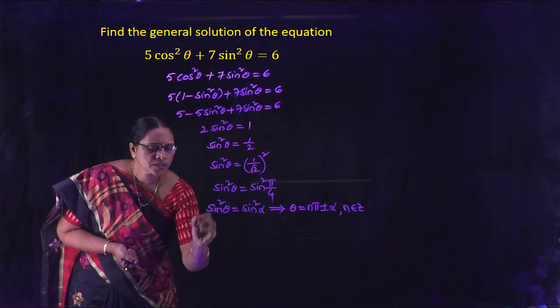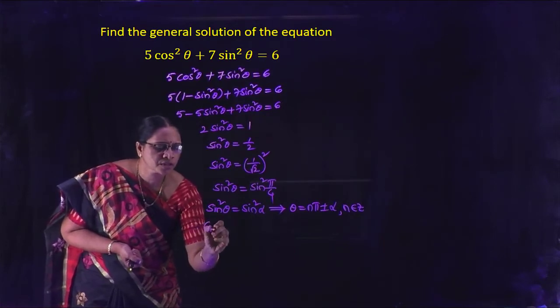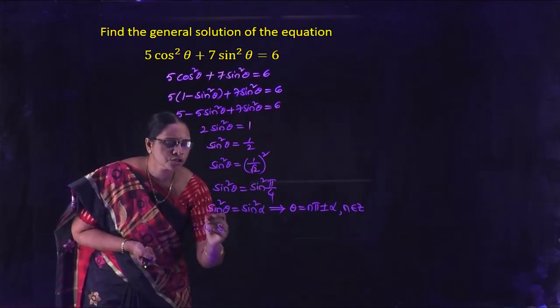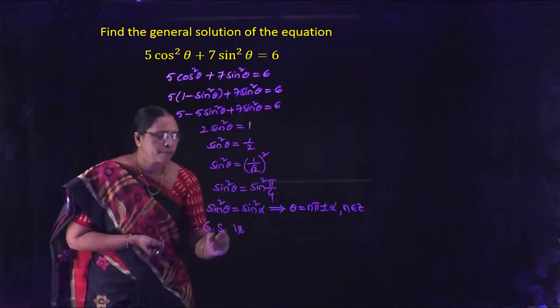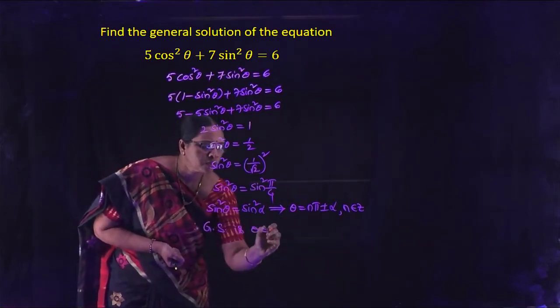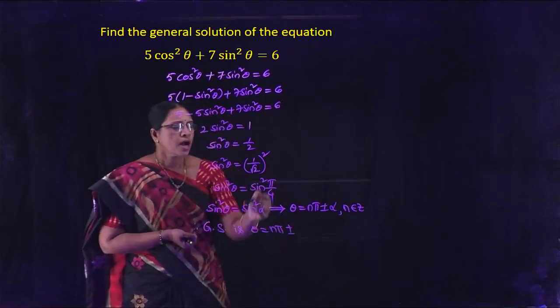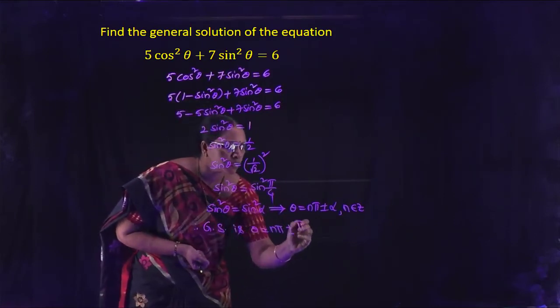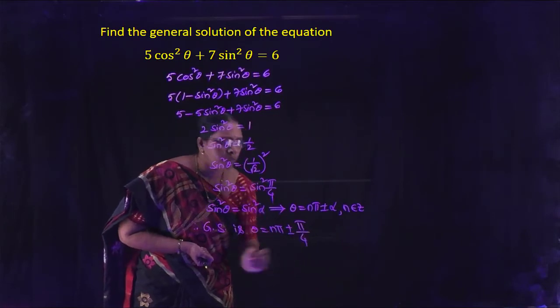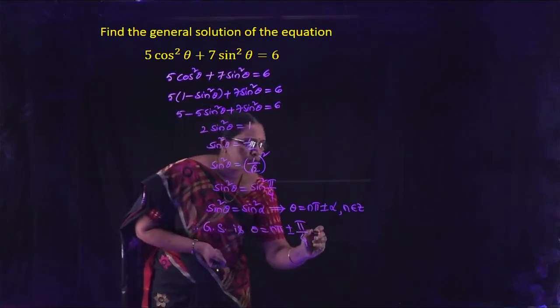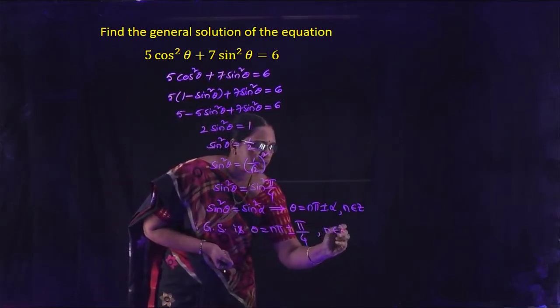Therefore, the general solution of the given equation is theta is equal to n pi plus or minus alpha. Here alpha is pi by 4. So theta equal to n pi plus or minus pi by 4 where n belongs to Z.